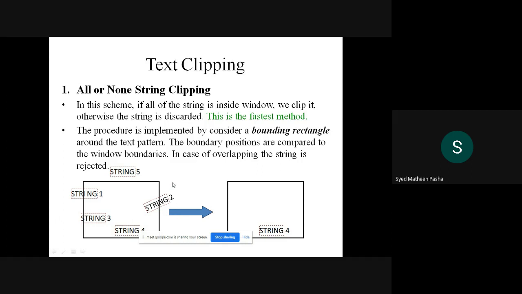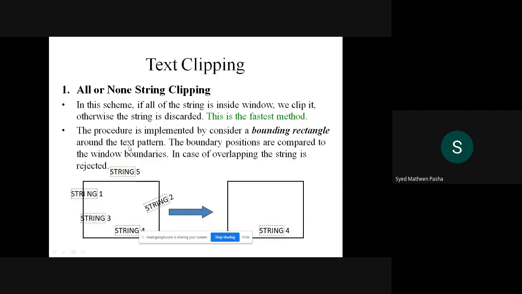In this you can check out the area which is being clipped is almost inside, partially inside. Almost inside, right? These two are partially inside. So such kind of strings is also clipped with respect to text clipping. So this is actually efficient because a huge number of strings will be eliminated there. Check out the points. In this scheme, if all of the string is inside the window, we keep it. Otherwise, the string is discarded. This is actually the fastest method.